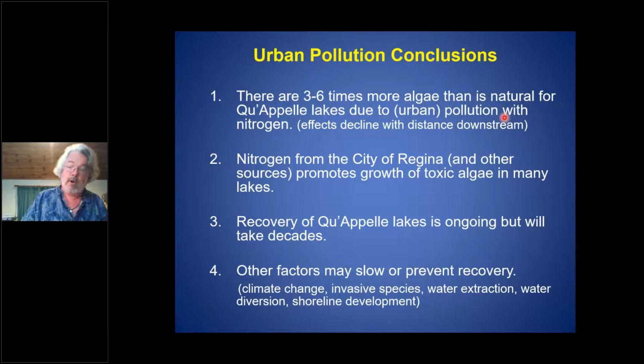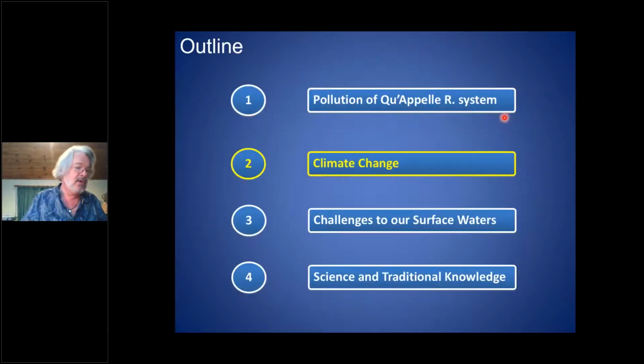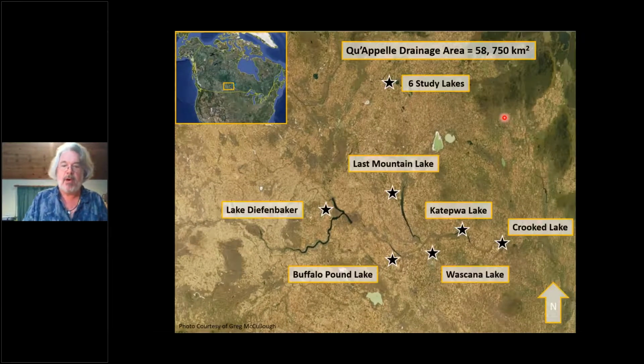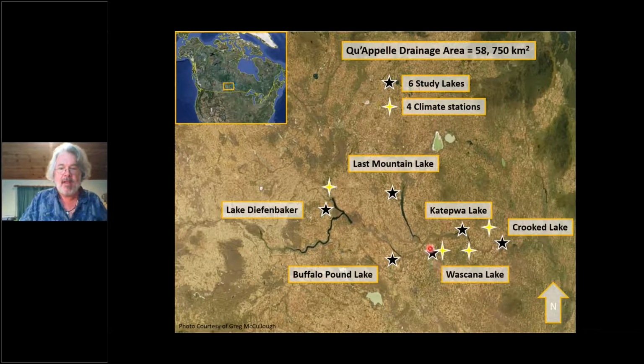And so what I want to do in this next little bit is talk a little bit about the effects of climate change and some of the work we've done to try and compare climate change with the nutrients. And again, we're talking about the Qu'Appelle Valley, large drainage area, lots of lakes that we monitor on a regular basis, and then a lot of climate stations that we can use. Here are the gold stars that we can use to measure changes in the environment and then compare those with changes in the water quality.